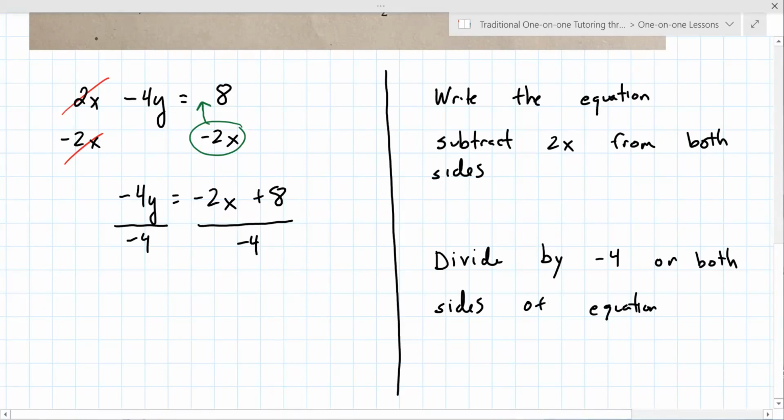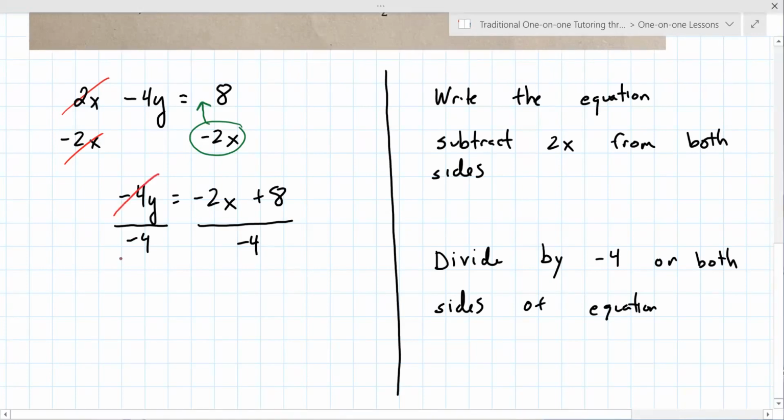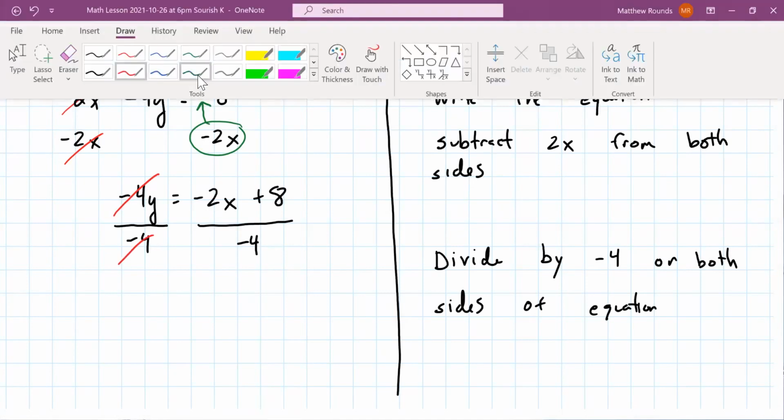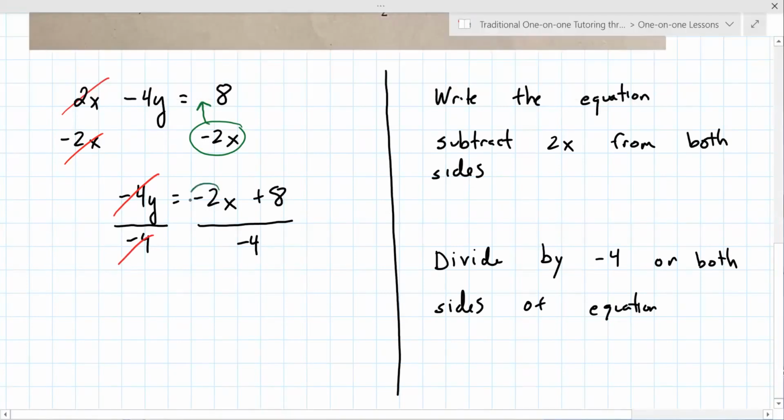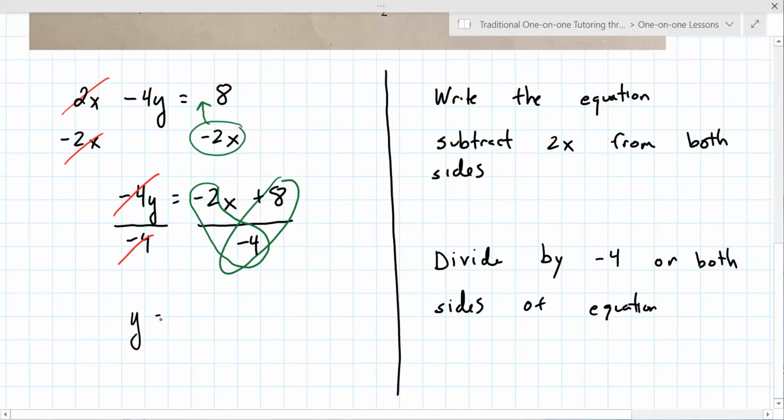So again, on the left, the negative 4's cancel. On the right, you have to divide both of these by negative 4. So it looks like this. Y equals negative 2x divided by negative 4 plus 8 divided by negative 4.